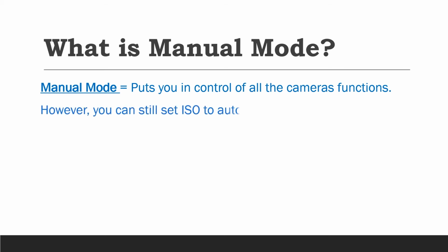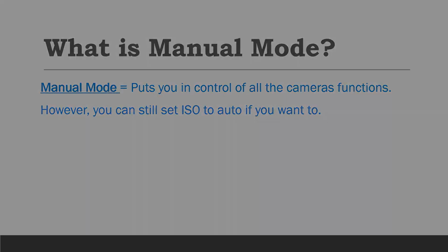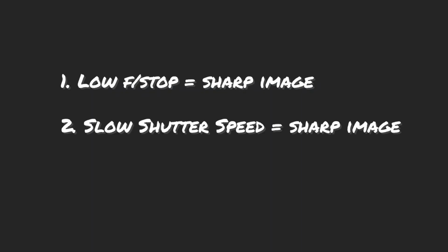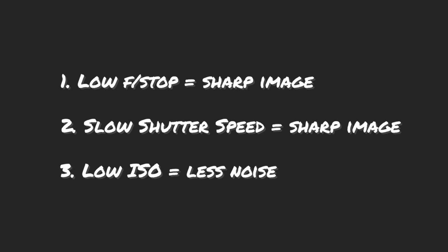While in manual mode, you can still set your ISO to auto if that's something you want to do. Just remember that low f-stop numbers have sharper images, slower shutter speeds have sharper images, and lower ISOs have less noise. It is up to you as the photographer to balance your settings while in manual mode to optimize your sharpness and your brightness.